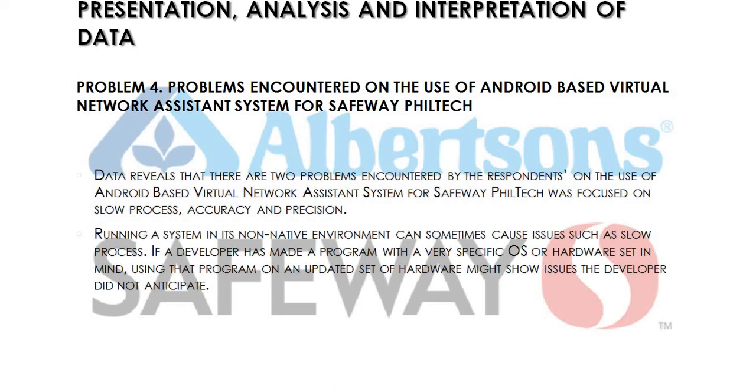Running a system in its non-native environment can sometimes cause issues such as a slow process. If a developer has made a program with a very specific OS or hardware set in mind, using that program on an updated set of hardware might show issues the developer did not anticipate.